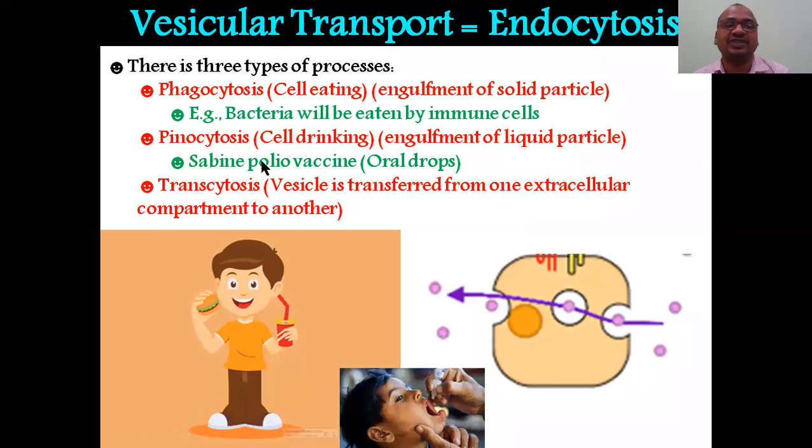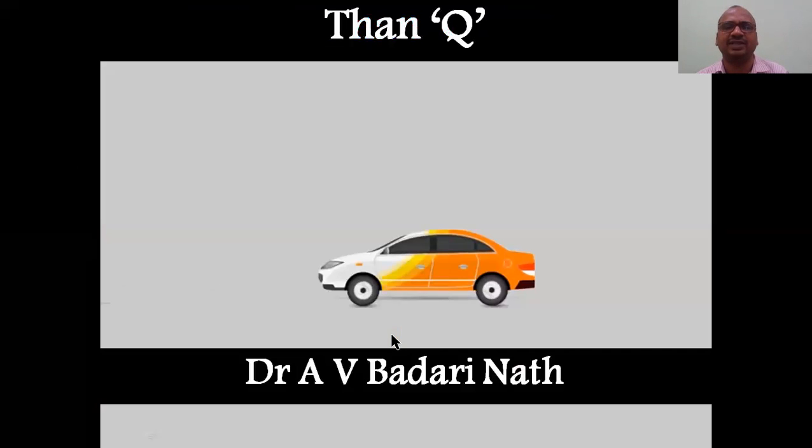Pinocytosis, cell drinking. If this particle is a liquid, then you can say it is cell drinking, engulfment of a liquid particle. The only difference is whether it is a solid or a liquid. Liquid, pinocytosis. Solid, cell eating, phagocytosis. An example of pinocytosis is the polio vaccine. Here I have shown liquid only. It is in the body, in liquid particles only. The liquid particles will be absorbed by this.